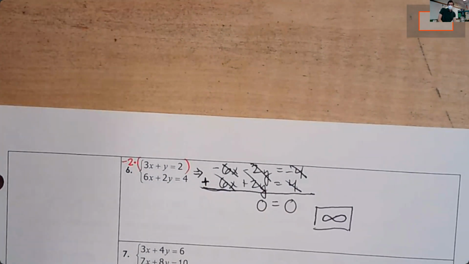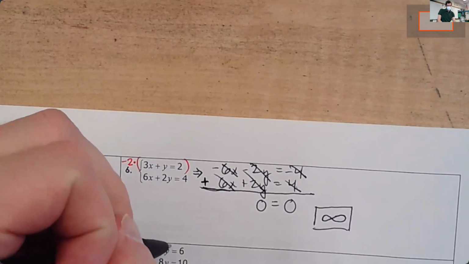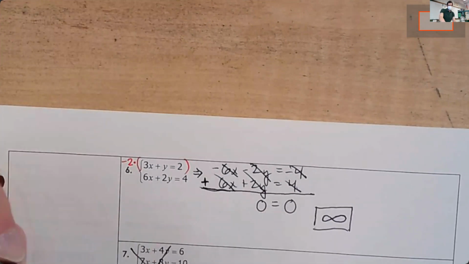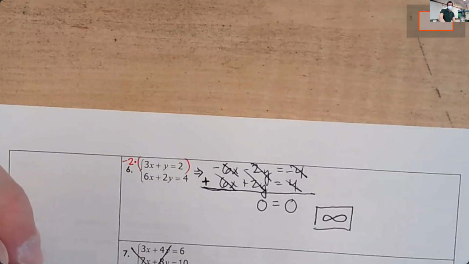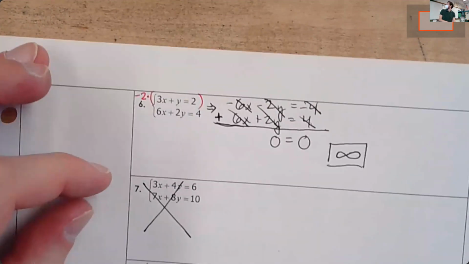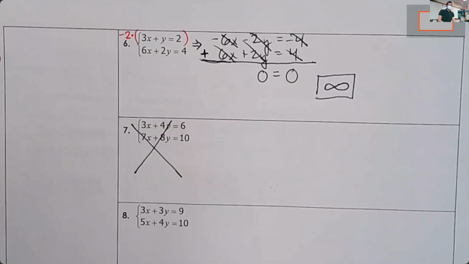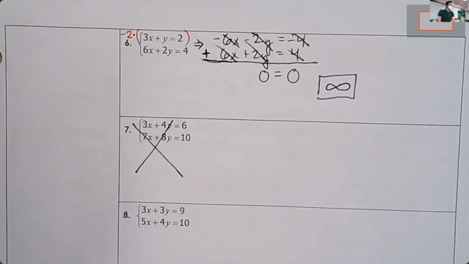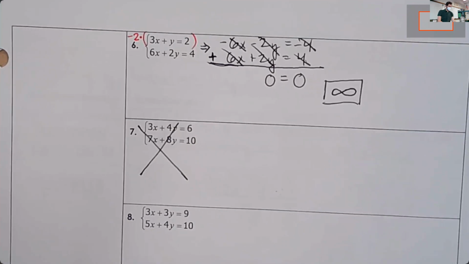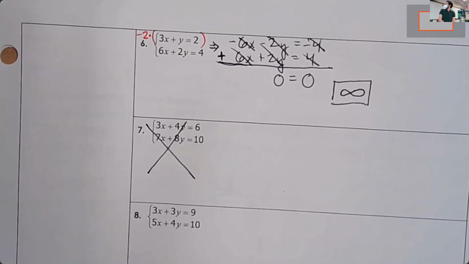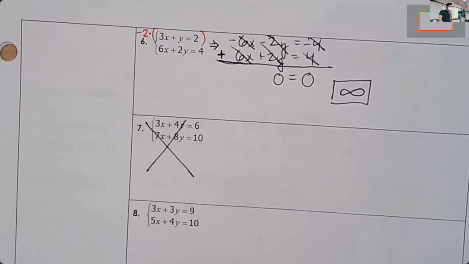Let's have a look. We'll skip 7. So cross off 7. Let's go to number, see what else is here. Number 8. All right, take a look at number 8. Do you notice any issues in terms of multiplying one of our equations to make this work? What's that? Yeah, both equations have numbers.